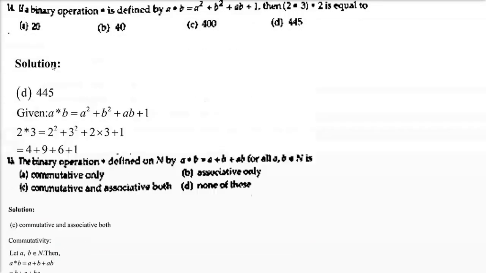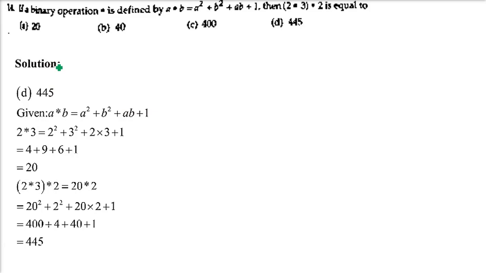If a binary operation star is defined as a star b equals a square plus b square plus ab plus 1, then find 2 star 3 star 2. So for 2 star 3, in place of a I'll replace 2, and b with 3. 2 square plus 3 square plus 2 into 3 plus 1. So it is 4 plus 9 plus 6 plus 1, that is going to be 20.